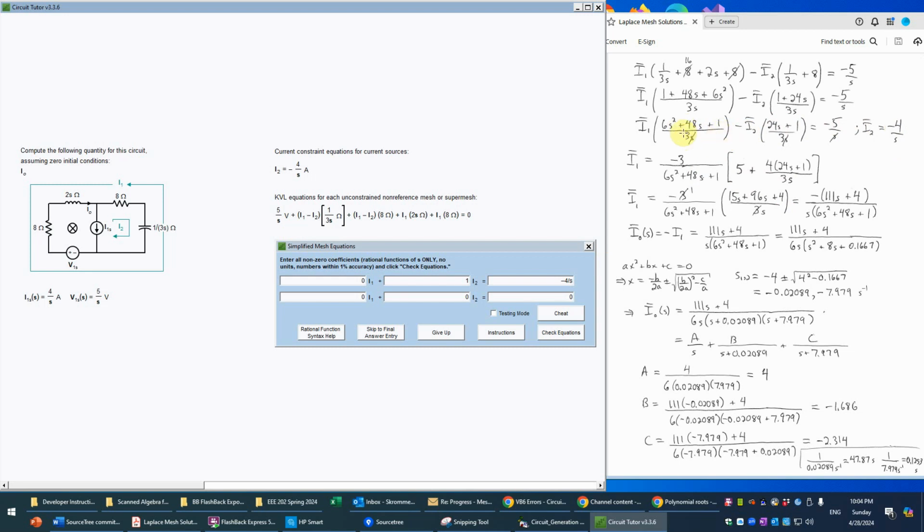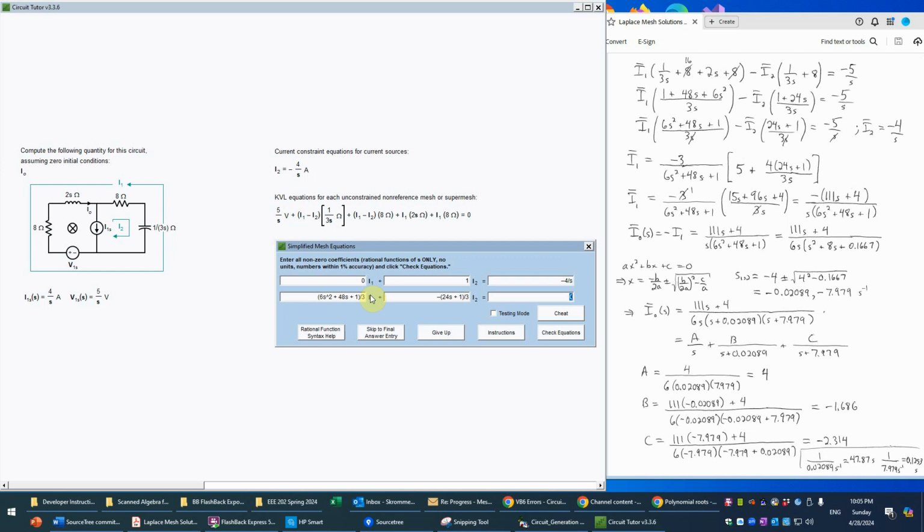So let's go ahead and put this into the equation here. For the second equation, the coefficient of I1 is going to be 6s squared, using the caret to square it, plus 48s plus 1. Of course, that all has to be in parentheses, otherwise we wouldn't be dividing by the entire thing, and that's just dividing by 3, so we don't need parentheses there. And then the I2 coefficient is going to be a negative, and then parentheses 24s plus 1, again divided by 3.